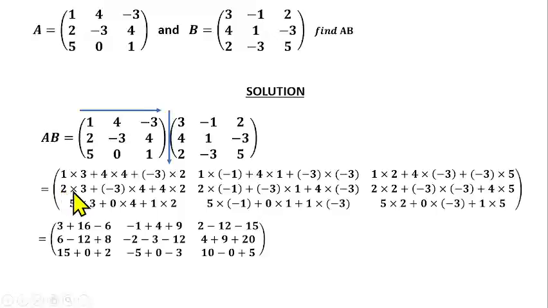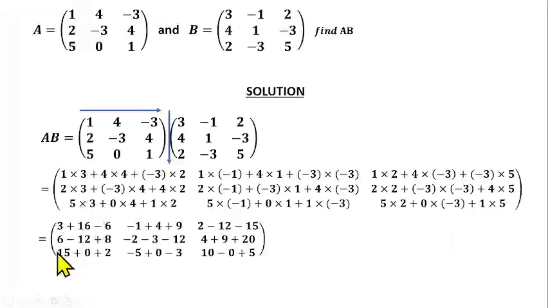So 2 times 3 gives us 6, minus 3 times 4 gives us minus 12, 4 times 2 gives us 8 here. Then 2 times minus 1 gives us minus 2, minus 3 times 1 gives us minus 3, 4 times minus 3 gives us minus 12. Then 2 times 2 will give us 4 here. Then also minus 3 times minus 3 will give us 9. Then 4 times 5 will give us 20.